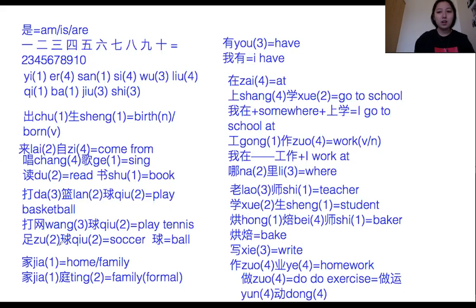But you don't say play soccer. If I forgot to mention, you don't say play soccer. That's really weird. You use another verb. You use 踢. 踢足球 is like kick soccer. You don't use play. You don't say 打足球. That's not a thing. So 球 is ball. Good.